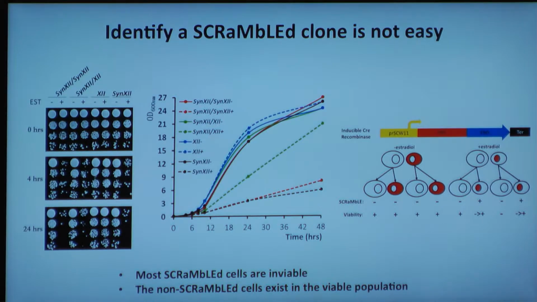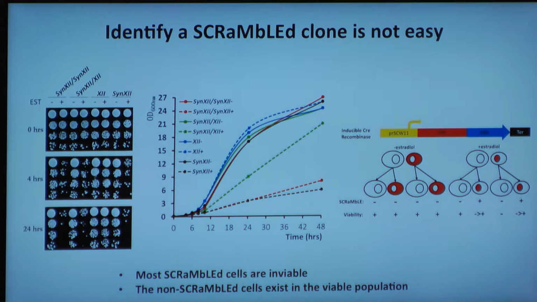This is one illustration showing that if we induce the recombination, you'll see most of the cells dying. You can imagine, because there are so many LoxP sites within the genome, they will eventually hit the essential genes, and the cells will not be able to survive. However, using the SCRaMbLE system is not so easy, because if we induce the recombination, most of them will be dead. And within the surviving cells, some of them are actually not SCRaMbLEd. They are still intact cells.